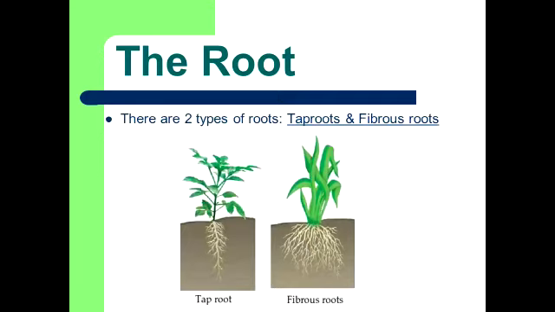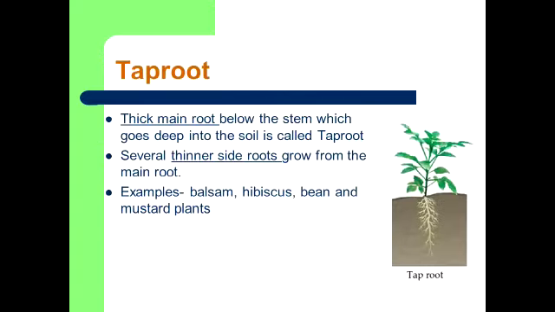Now, there are two types of roots. Tap roots and fibrous roots. Let's study about them in detail. Tap root. Thick main root below the stem which goes deep into the soil is called tap root. There are several thinner side roots that grow from the main root. Examples: balsam, hibiscus, bean and mustard plants.